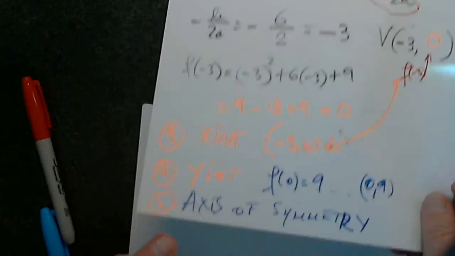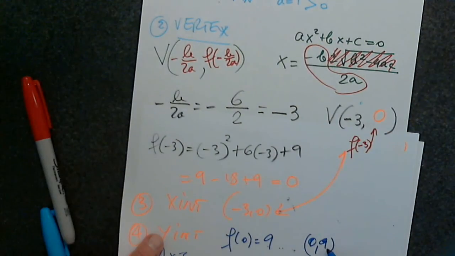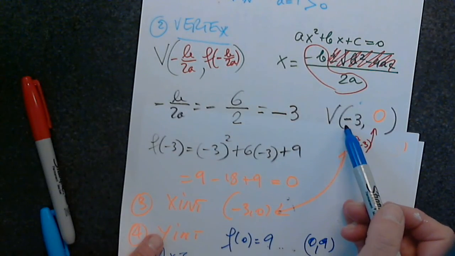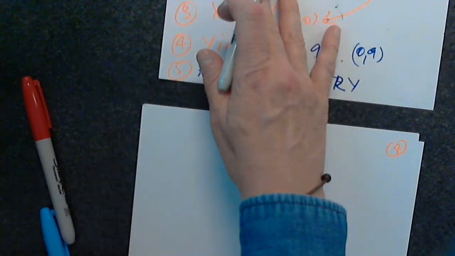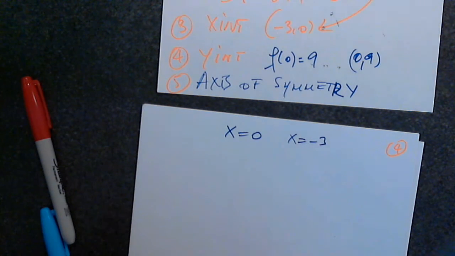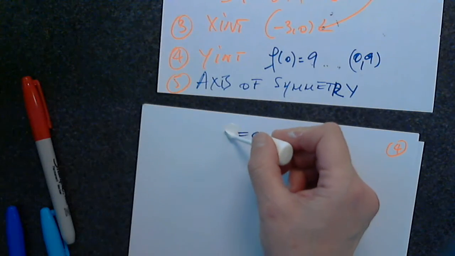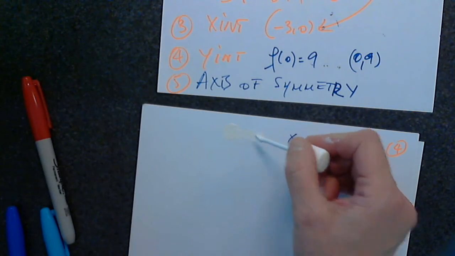I'm sorry, I looked at the wrong ordered pair right here. Sorry about that. x equals negative 3. My apologies. It made no sense. I thought I had the vertex there, but no, that's the y-intercept. Sorry about that. Good. That was number 5.